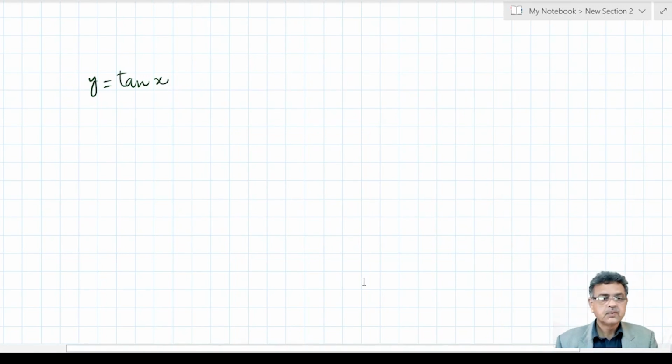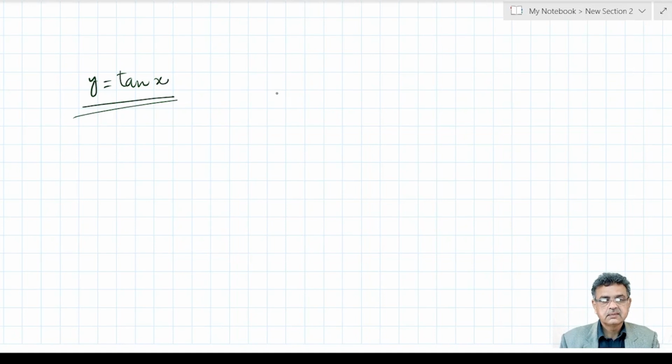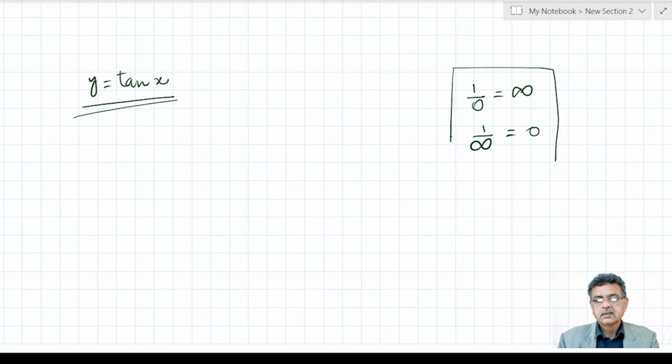Before considering the graph of y is equal to tangent x, we have to understand one thing, that 1 upon 0 is infinite and 1 upon infinite is 0. That is very important to understand, because without this concept it will be difficult to understand the graph of tangent x.